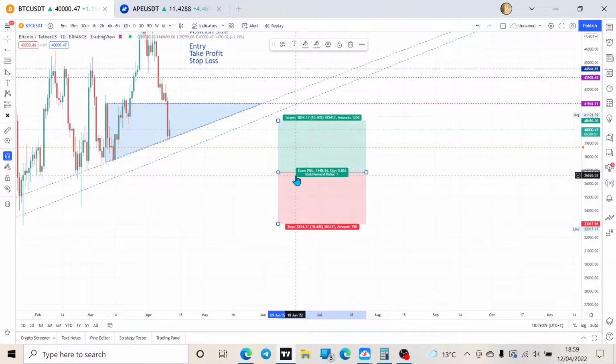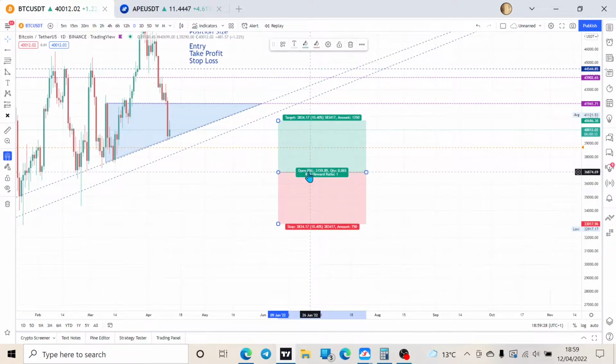And you can see here what this is saying in the center. There's lots of information in these boxes here. So this is obviously your entry level. So this is where you're going to be opening the trade position. And this is a long trade. So we're going to be presuming that the price is going to continue higher from where we are now. So we're going to enter a long position.